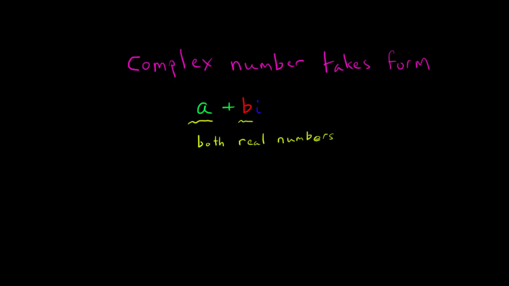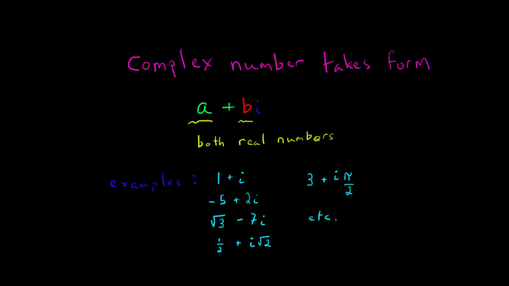So some examples of possible complex numbers, I'm just going to make some up here. 1 plus i, that would be a complex number, of course. Negative 5 plus 2 times i. The square root of 3 minus 7i. 1/2 plus i times the square root of 2. I'm really trying to point out that a and b can be any real number we want. 3 plus i times pi over 2. Those are all examples, and so on.